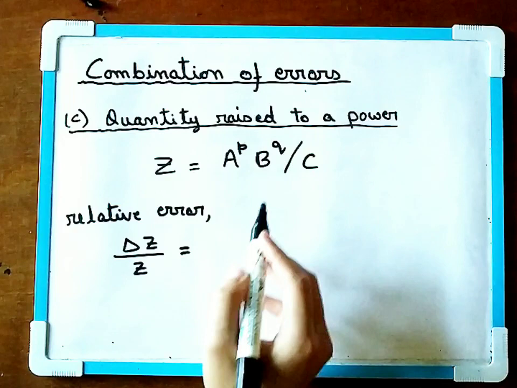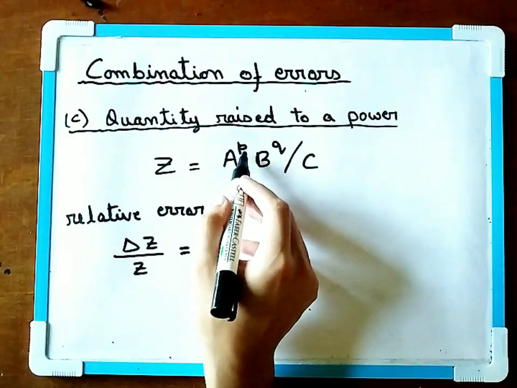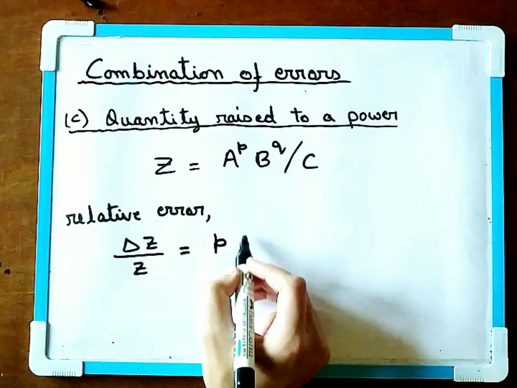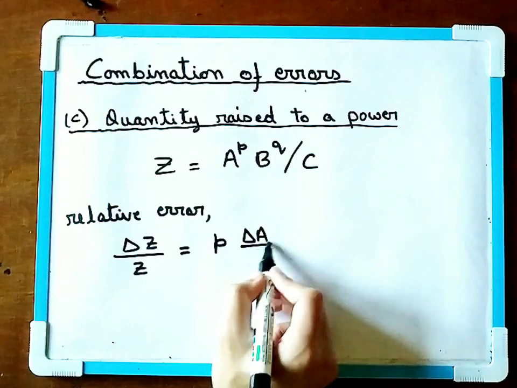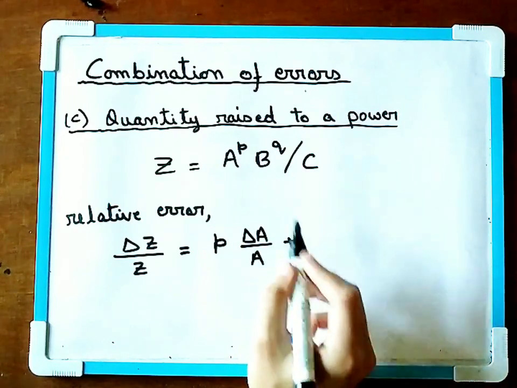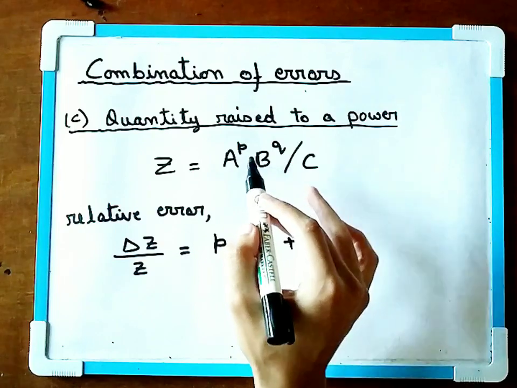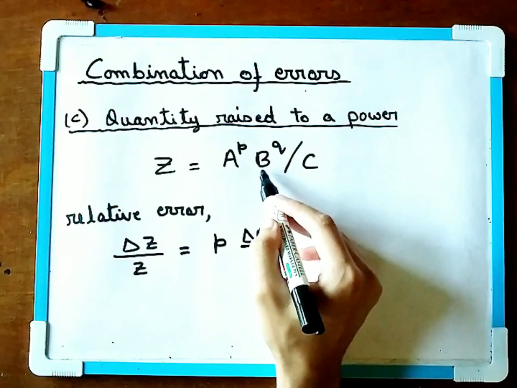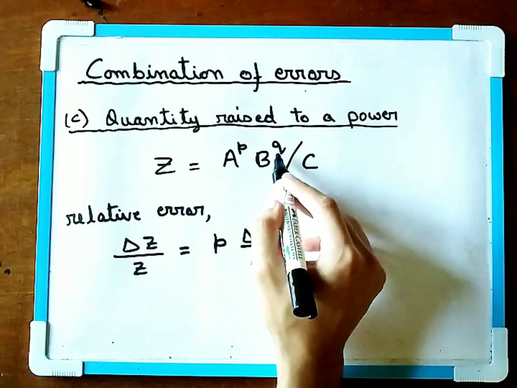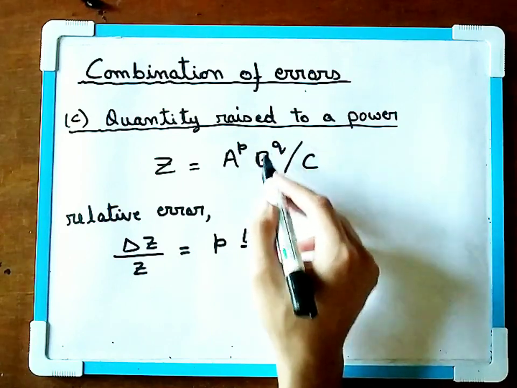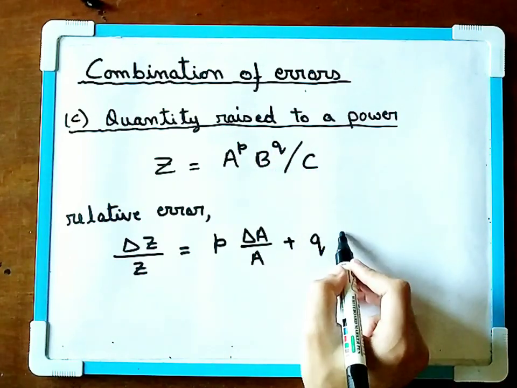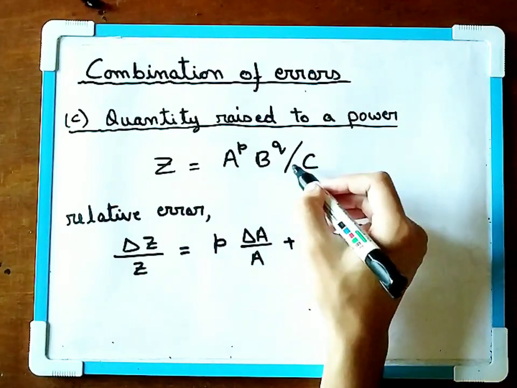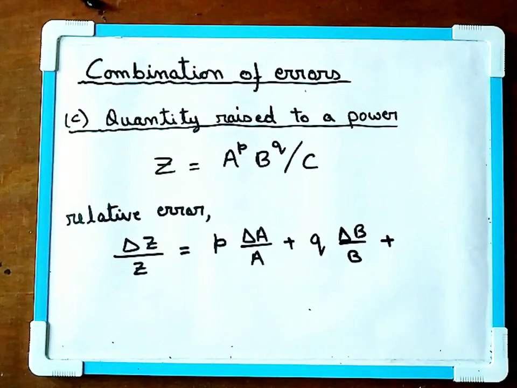now for this A, you have this A raised to a power P. So the relative error for this A will be P delta A by A. Then we have to sum to this one, because this is a product. Whenever we have a product or a quotient, we always have to sum. So here we have another quantity B. So this is raised to a power Q. So the relative error for this B to the Q will be Q into delta B by B. Then here we have quotient. Again, whenever you have product or quotient, you always have to sum the relative error.